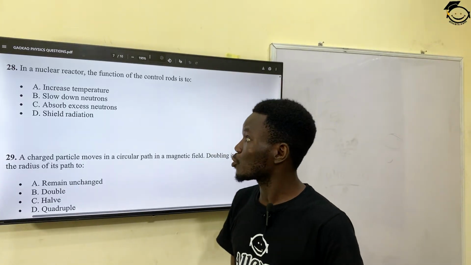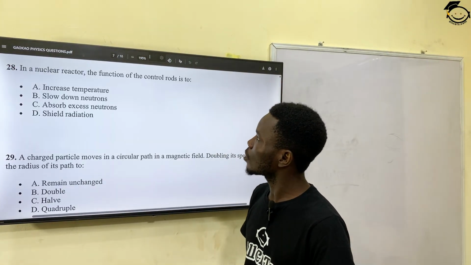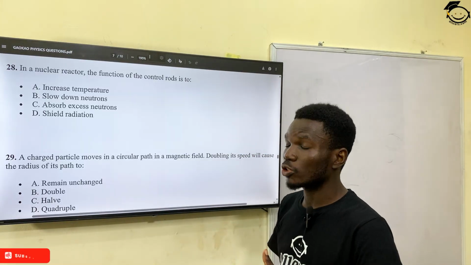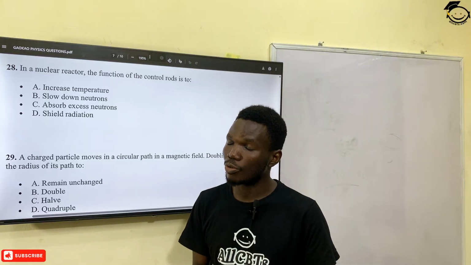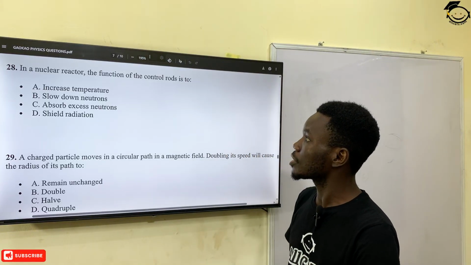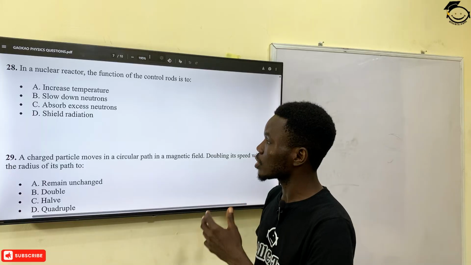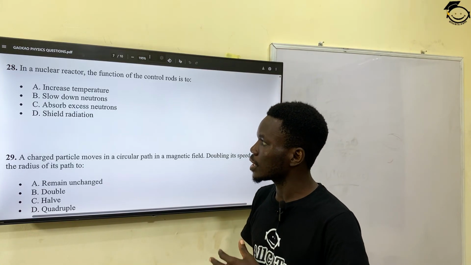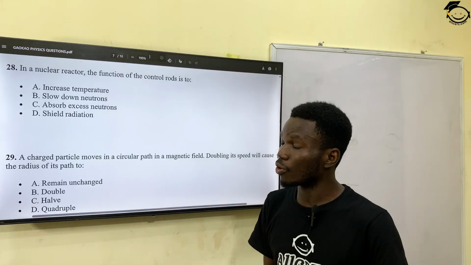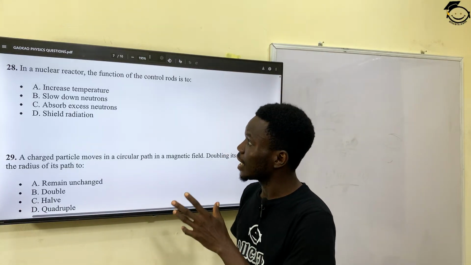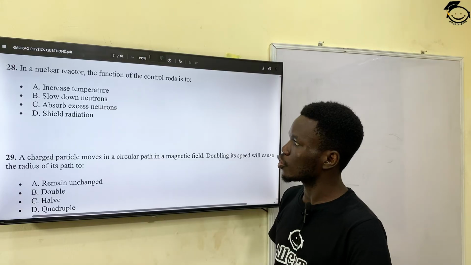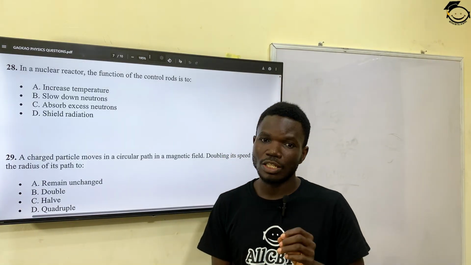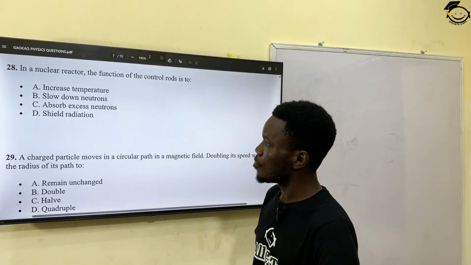Moving on to question number 28, says in a nuclear reactor, the function of the control rod is to dash. What does the control rod do in a nuclear reactor? That's the question they answer. Option A says it increases the temperature. Option B says it slows down the neutron. Option C says it absorbs excess neutrons. And option D says it shields the radiation. The correct answer to this question is that it absorbs excess neutrons. So your control rod absorbs excess neutrons in a nuclear reactor.